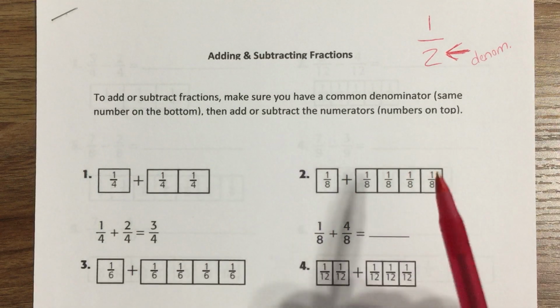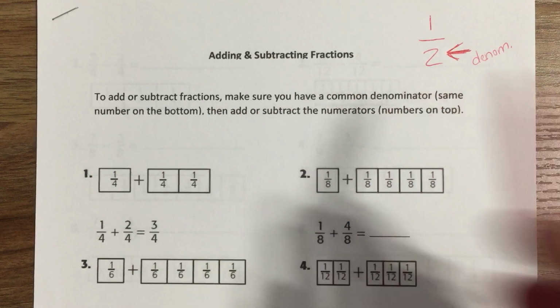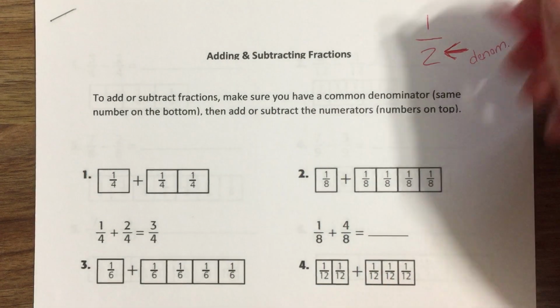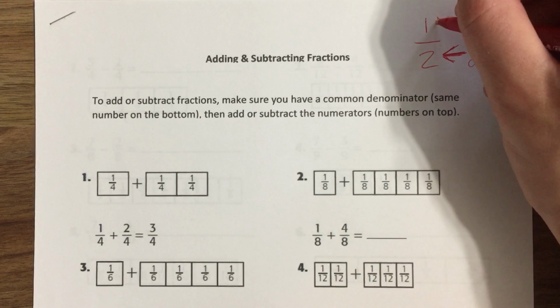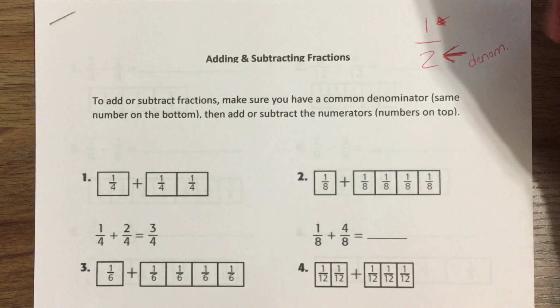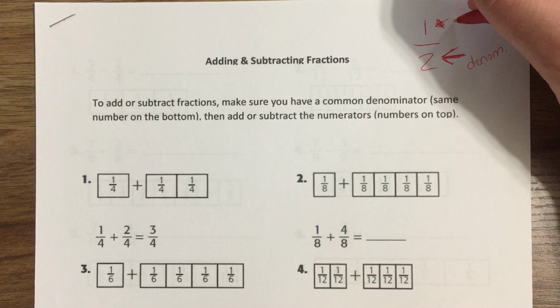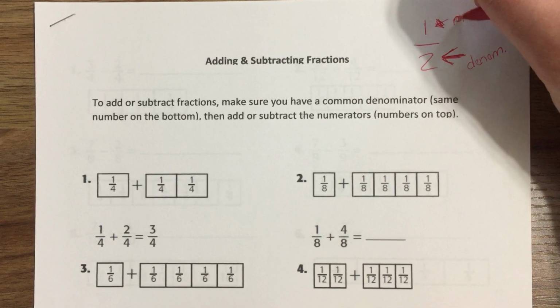Then, once we make sure that we have that done, then we can just add or subtract the numerator or the number on top. Okay, I cannot make arrows today. Wow. Okay. And apparently I can't write either.